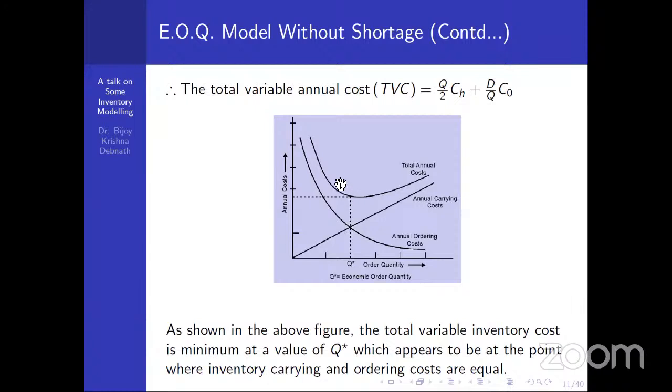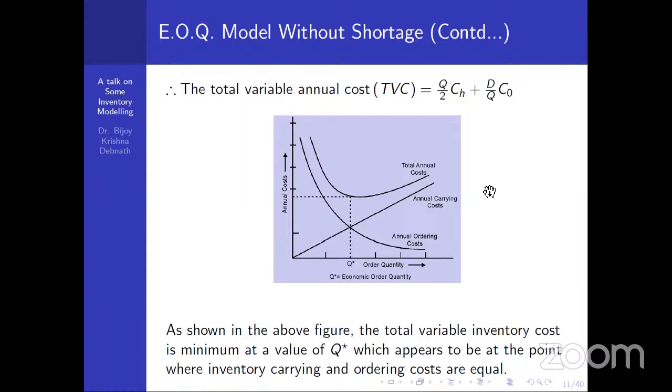Because at this point, if you calculate the total annual cost, that is, if you add these two, you will get the minimum value at this point. Although the graph is not fitted, if you add these two, this point is like double of these two, and all the other points are bigger than this. So this Q star is the optimal point, the optimal order quantity.